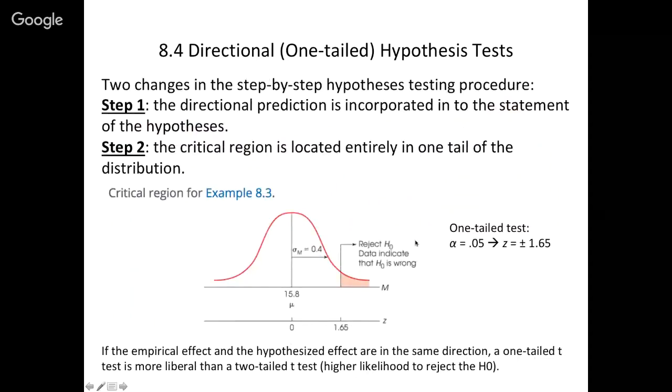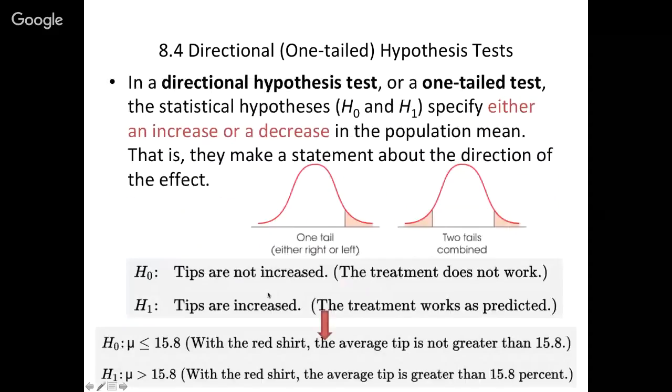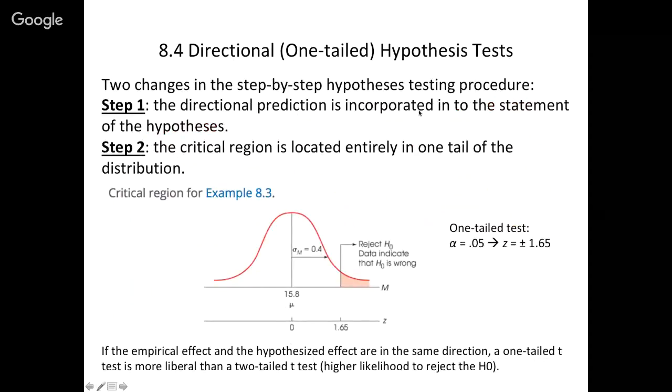Right, so there are two changes in the step-by-step hypothesis testing procedure. Step one is that the directional prediction is incorporated into the statement of the hypothesis. For example, here we said the tips are increased. We have incorporated the word increased, and H0 is not increased and H1 is increased. So we incorporate the direction in the statement of hypothesis.